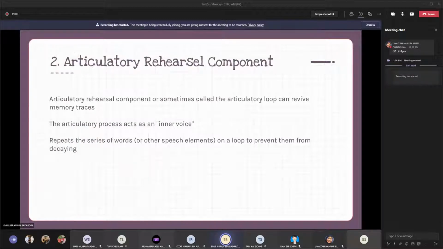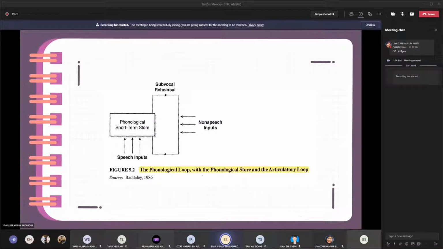So the second one is the articulatory rehearsal component. It is sometimes called the articulatory loop that can revive memory traces. The articulatory process acts as an inner voice, repeating the series of words or other speech elements on a loop to prevent them from decaying. So this is the picture of the loop. The speech inputs will go into the phonological short-term store, and then it will be rehearsed and repeated so it will not decay. Okay, next I'll pass to Afiq.